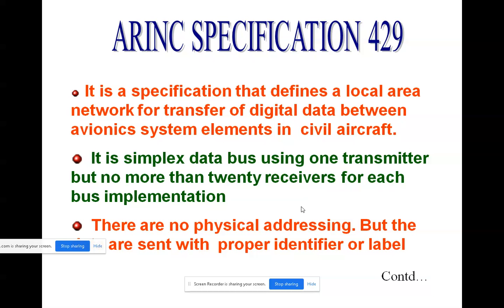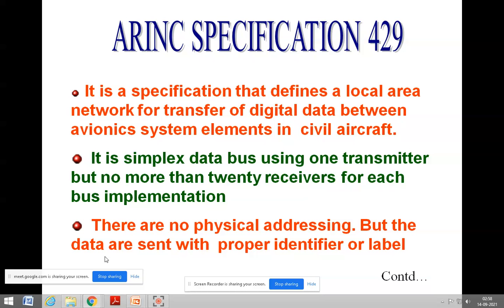Using one transmitter but no more than 20 receivers for each bus implementation. So one transmitter can send the data to a number of receivers, not more than 20. Then there is no physical addressing, but data are sent with a proper identifier or label. So a physical address will not be there, but it will have some ID or label for sending the data in the data bus.